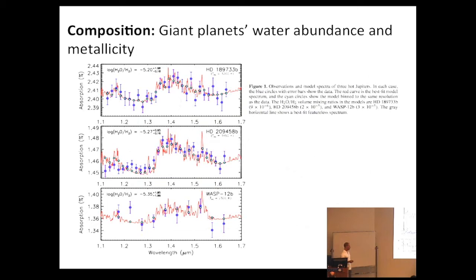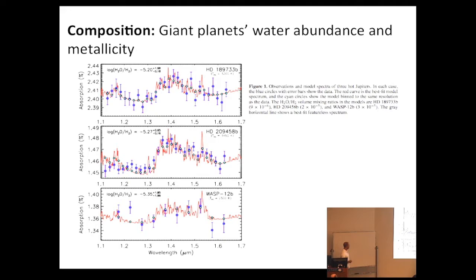Continuing this story of water abundances, though, I want to offer an overview of a sort of contradictory result in terms of the water abundance in giant planet atmospheres. And that's interpretation of transmission spectra of three hot Jupiters by Nikku Madhusudhan and collaborators. This is one of the figures from the paper showing the data, and then his model fits to the data.